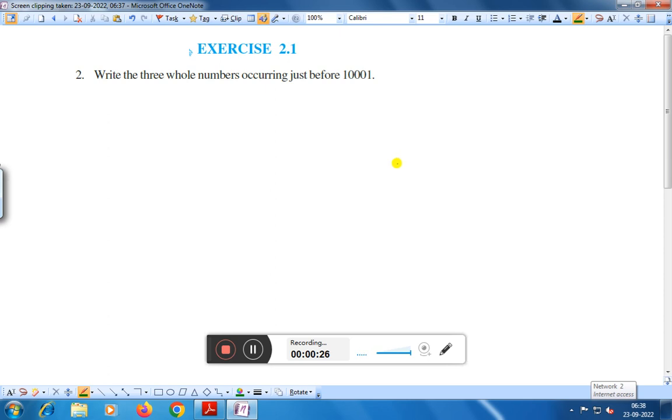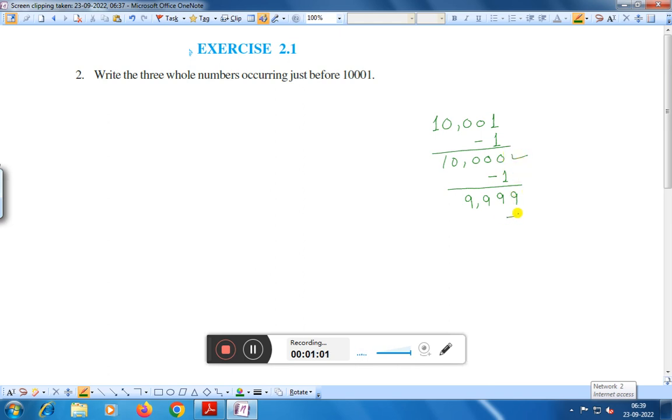That means if we subtract this number, that is 10,001, the number is 10,001. If we subtract 1, we are getting 10,000, right? After that, if we subtract once again 1, we are getting 9,999.